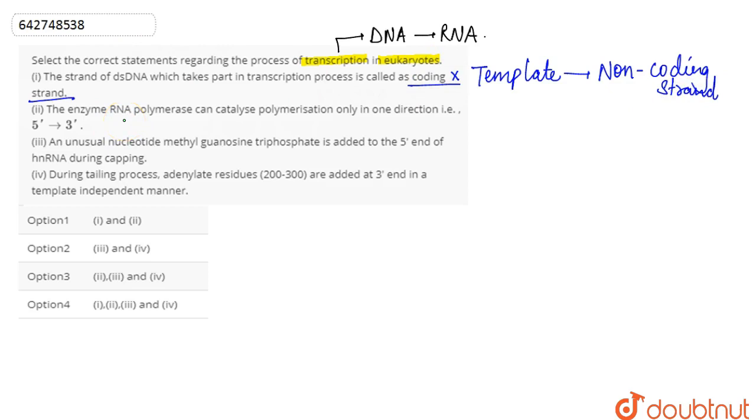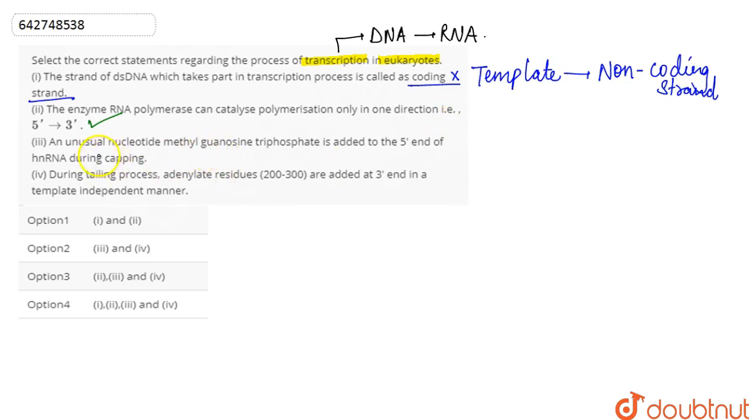Now the next statement is that the enzyme RNA polymerase can catalyze polymerization only in one direction, and that one direction is 5' to 3'. This is correct. The RNA polymerase enzyme binds to the promoter region, which is present at the 5' end of the transcription unit, and brings about the polymerization only in one direction, that is from 5' to 3'. So this statement is correct.